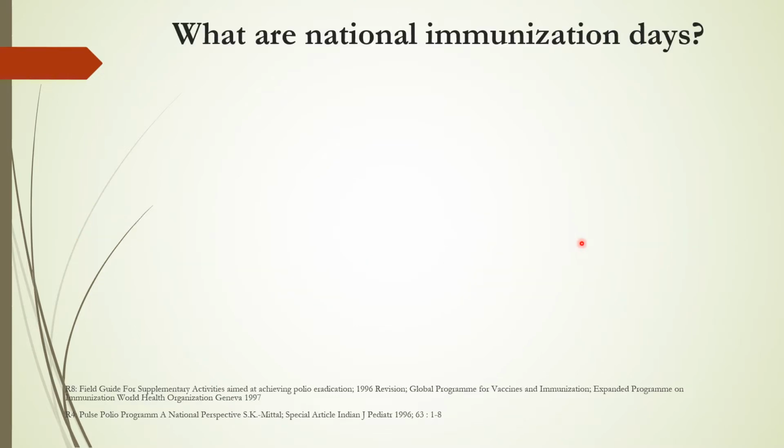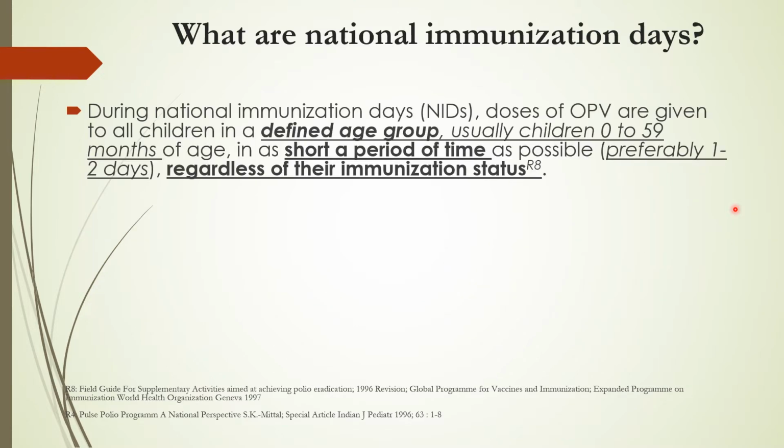What are National Immunization Days or Pulse Polio? During National Immunization Days, the doses of OPV are given to all children in a defined age group, usually children 0 to 59 months of age, in a short period of time as possible, regardless of the immunization status. All three are important points: defined age group, short period of time, regardless of the immunization status.